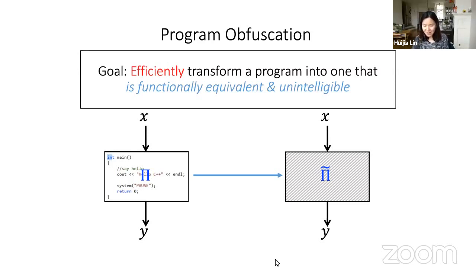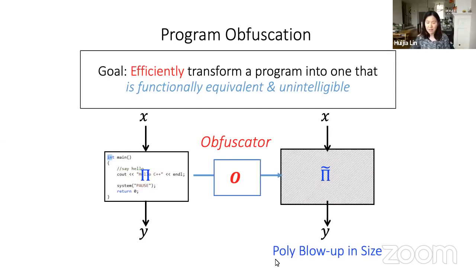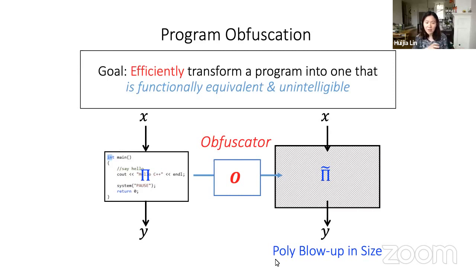So now I can go a little bit faster in the introduction part. So the goal here is program obfuscation, and we would like to be able to efficiently transform a program that may contain a lot of valuable information into another one that is functionally equivalent, that computes the same function, and now becomes unintelligible. And this transformation is what we call the obfuscator and is what we're interested in building. And obviously we want this obfuscator to be efficient in the size of the original program and produce an obfuscated program that is polynomially larger.